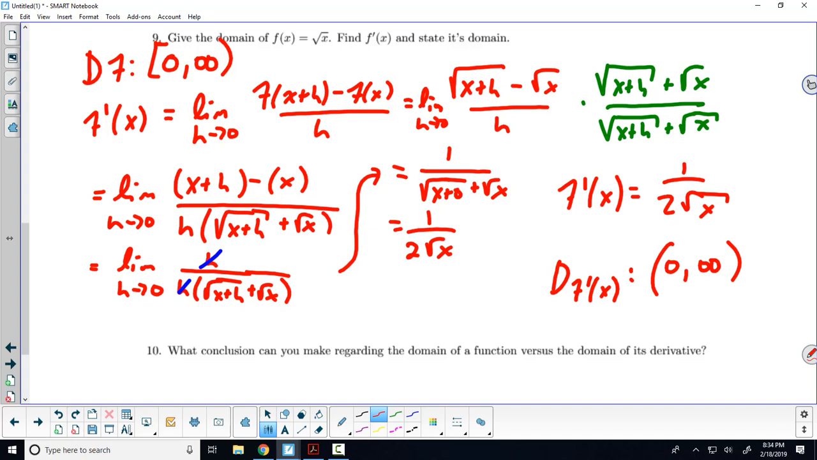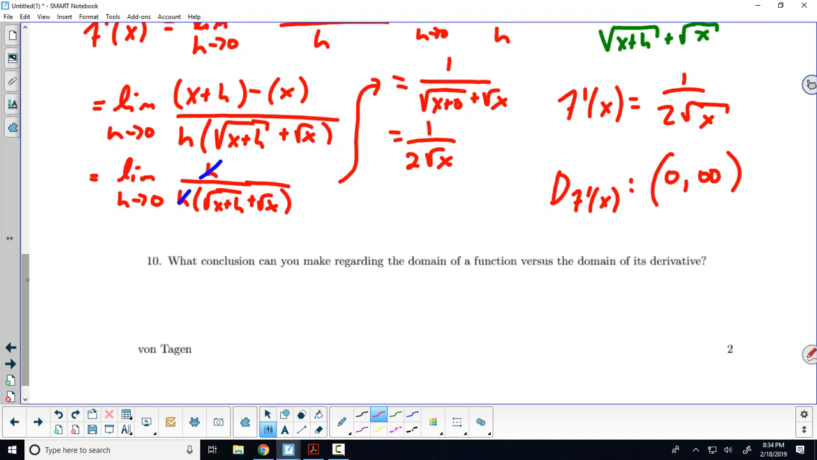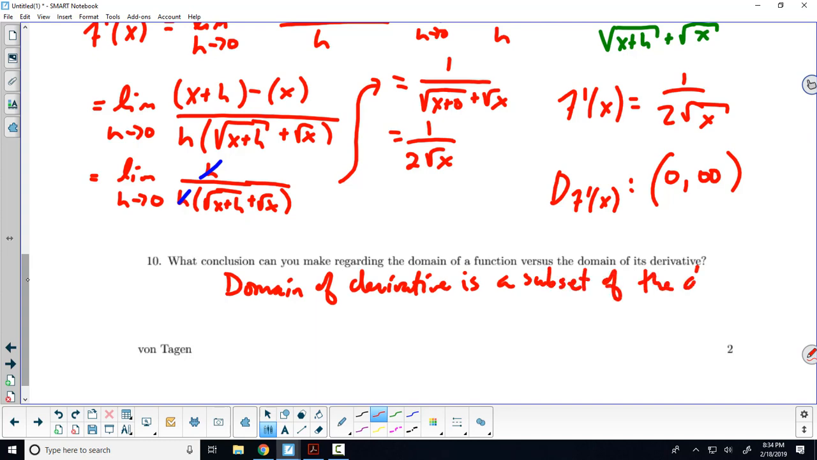This is an essential example for you guys to get down. What conclusion can we draw regarding the domain of a function versus the domain of its derivative? The domain of the derivative is a subset of the domain of f. By that I mean it could be the same as the domain of f or something smaller, but it could never get bigger.